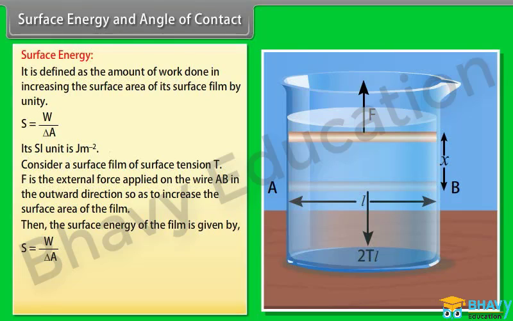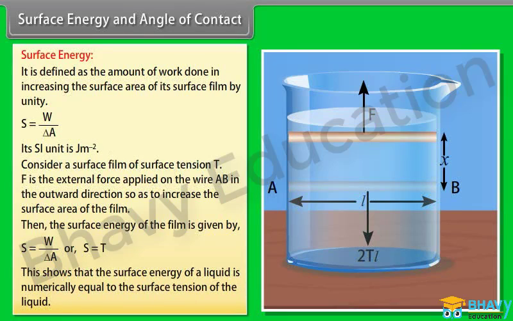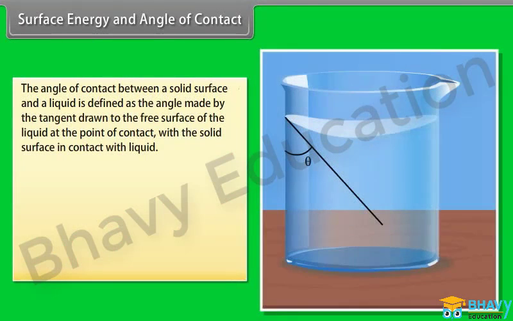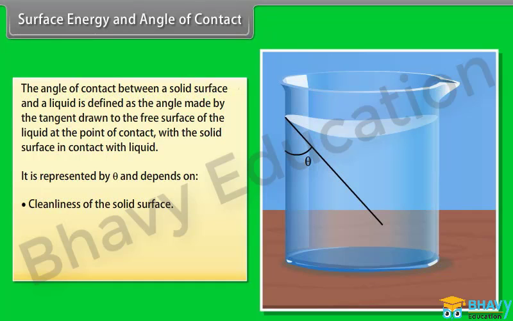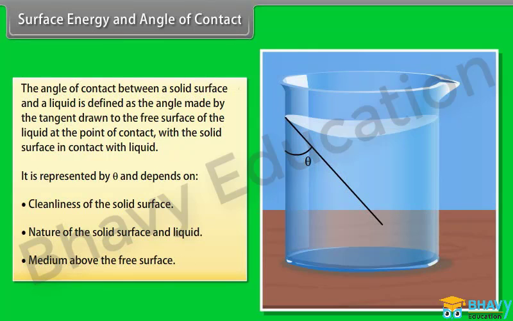We know that S is equal to W upon delta A. This gives the result S is equal to T. This shows that the surface energy of a liquid is numerically equal to the surface tension of the liquid. The angle of contact between a solid surface and a liquid is defined as the angle made by the tangent drawn to the free surface of the liquid at the point of contact with the solid surface in contact with liquid. It is represented by theta and depends on cleanliness of the solid surface, nature of the solid surface and liquid, and medium above the free surface.